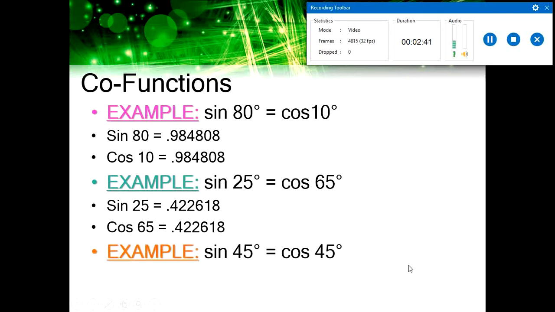In our last example, we have sine of 45 and cosine of 45. And same thing, if you type them into your calculator, there's the equivalent for sine of 45 and for cosine of 45. And these two are exactly the same, but this would also indicate that you have an isosceles right triangle.